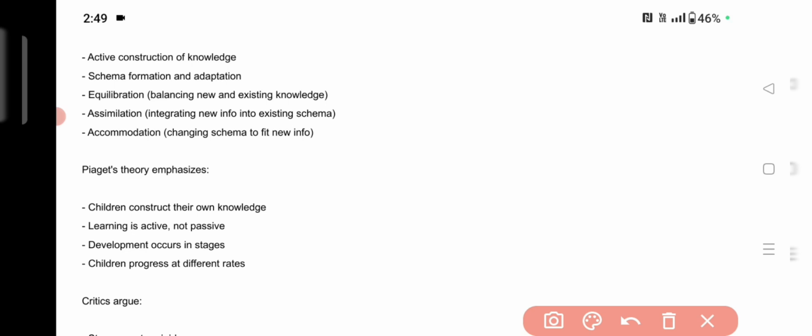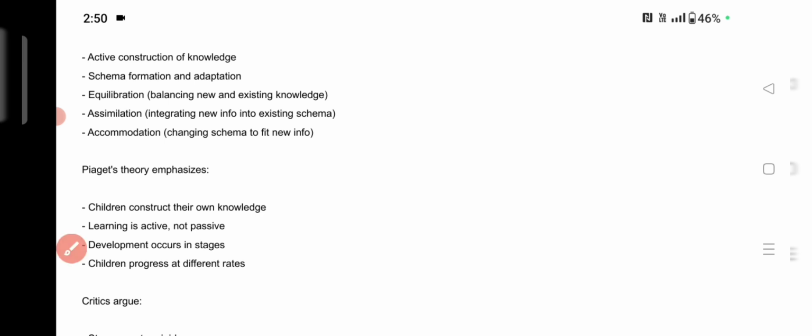So Piaget's theory emphasized that children construct their own knowledge. Learning is active, not passive. Development occurs in stages. Children progress at different rates.